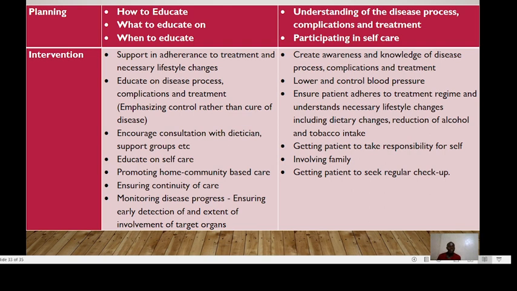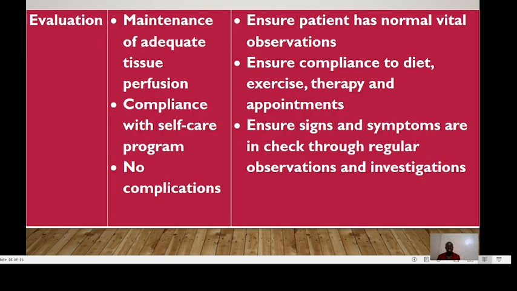Okay, so you need to support adherence, you need to educate on the disease process, you need to encourage consultation with dietitians and support groups, and educate on self-care. Also need to promote home and community-based care, ensure continuity of care, and monitor disease progress, especially early detection and extent of the involved target organs.